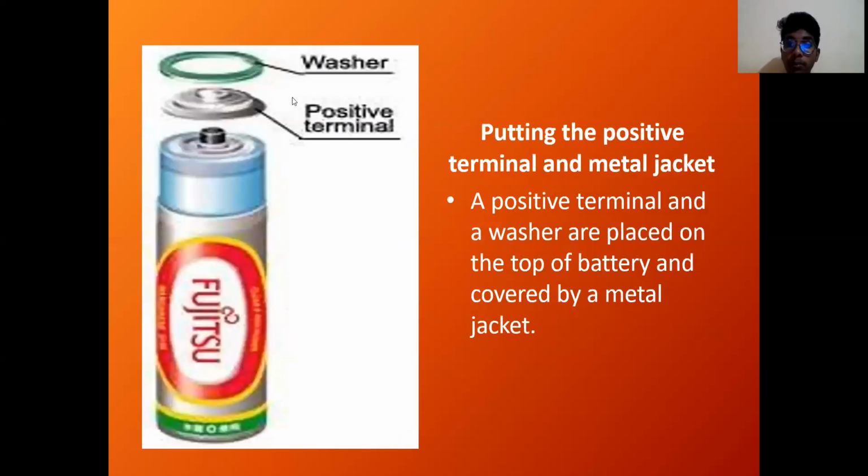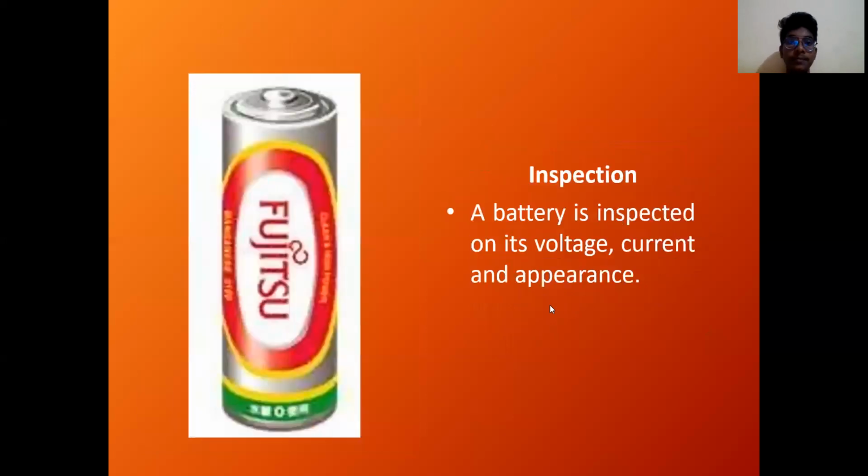So, putting the positive terminal and metal jacket. As we can see, this is a positive terminal. It is a carbon rod. This total positive terminal and a negative terminal, which is kept inside, is covered with washers. These washers are made of plastic, which helps to get a grip over it. And we have to put a metal jacket, which covers the total resin tube and the zinc. And inside that, we are keeping an outside metal jacket. A positive terminal and a washer are placed on the top of the battery and covered by a metal jacket.